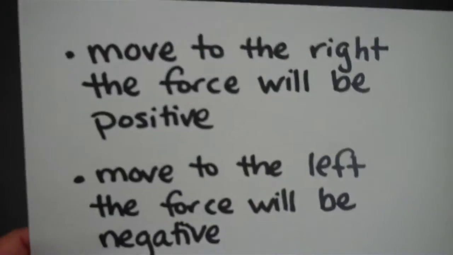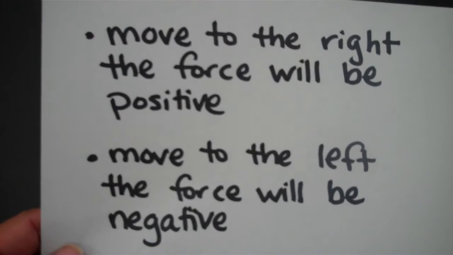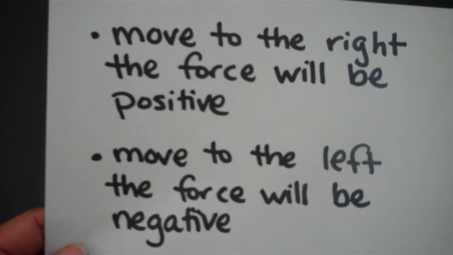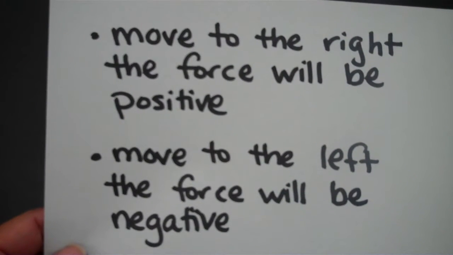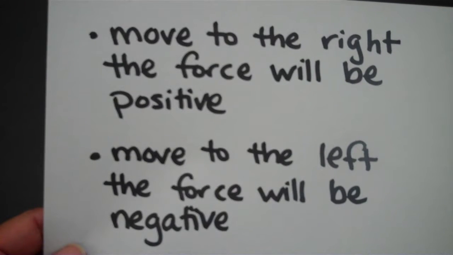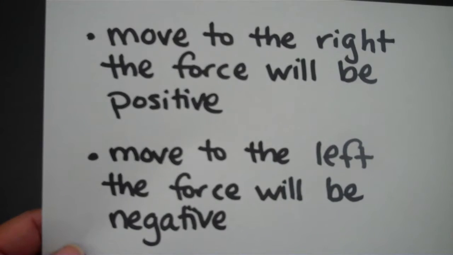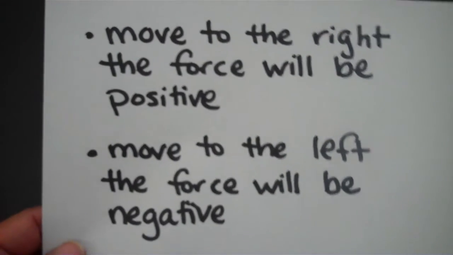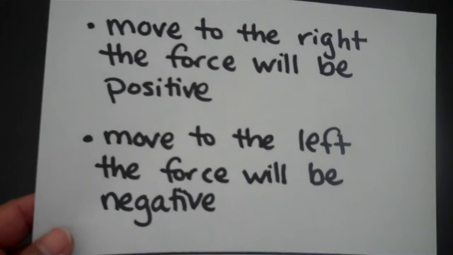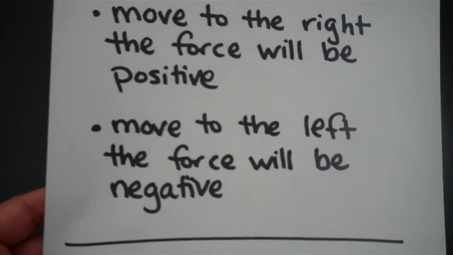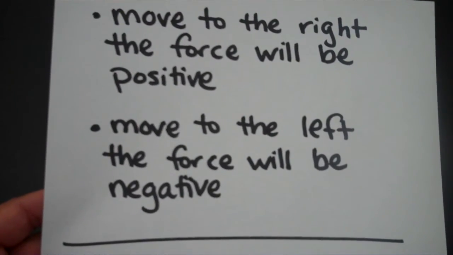Another way to look at it, which is the way we're going to do it in class, is that a force that moves to the right will be positive. So if the move is to the right, the force will be positive. If the force is to the left, a move to the left, the force will be negative. Let's look at an example of that. The first example I'm going to do with you, and the second example you'll take as a quiz.